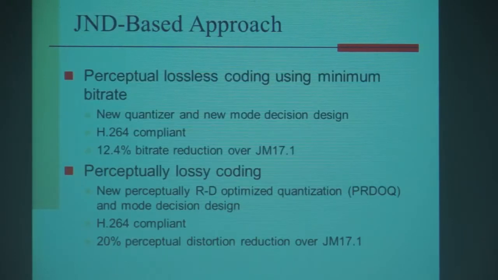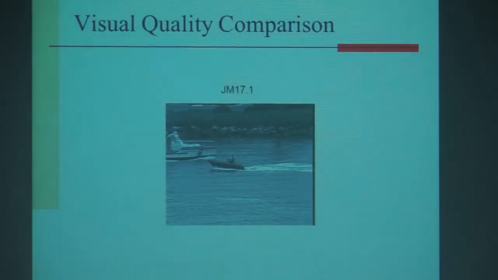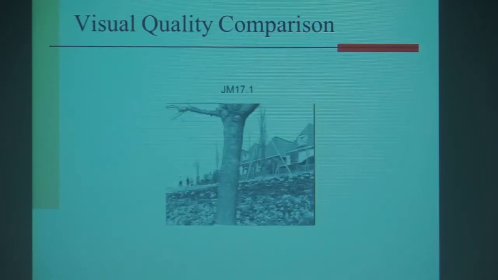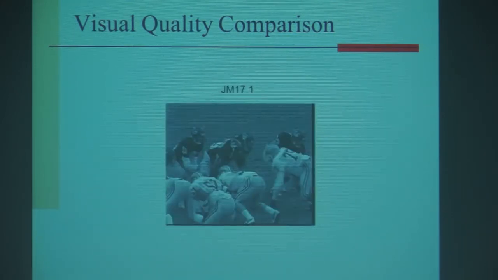So let me show you some results. This is the output of JM 17.1 for transcoding. This is our result. So the question is, can you see any difference between the two images? Silent. Hey, that's the answer I want. You cannot see any difference. Then this is the output of JM 17.1. This is our result. You probably can notice some difference, but it's very minor. So it's perceptually identical.